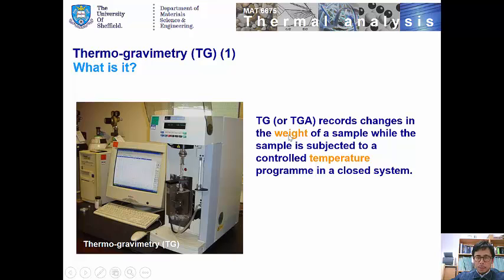So the most important thing about TG, thermogravimetry, is it records changes in weight of the material subject to test, usually under controlled temperature. Well, it says closed system. This is not exactly correct. Very often, measurement is conducted under gas flow, so it's not really a closed system.